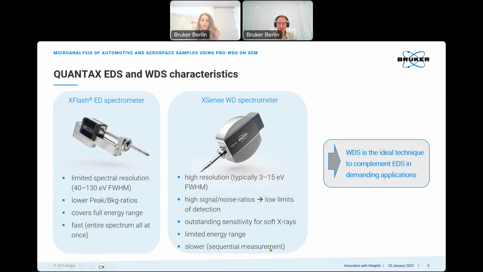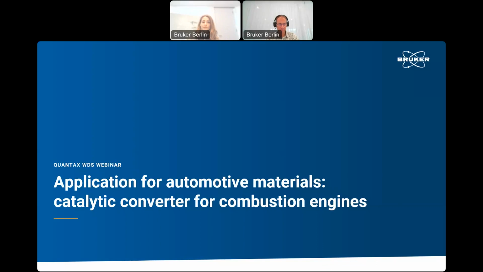Therefore, both systems have their advantages, and the best is combination. So WDS is an ideal technique to complement the EDS in demanding applications, as for example, applications in the automotive field of industry. So now we will have a look at some of these applications.